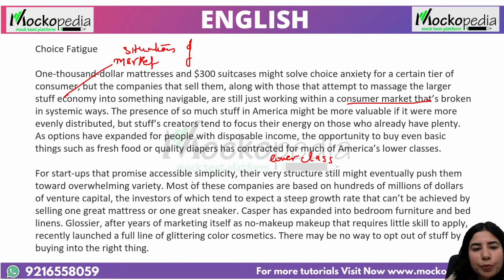For startups that promise accessible simplicity, their very structure still might eventually push them towards overwhelming variety. Most of these companies are based on hundreds of millions of dollars of venture capital. I'm sure you understand with Shark Tanks, everybody understands what is the idea of venture capitalism. The investor of which tends to expect a steep growth rate that cannot be achieved by selling one great mattress or one great sneaker, right? Everybody wants profit. Casper has expanded into bedroom furniture and bed linens. Glossier's, after a year of marketing itself as no makeup that requires little skill to apply, recently launched a full line of glittering color cosmetics. There may be no way to opt out of stuff buying into the right thing.